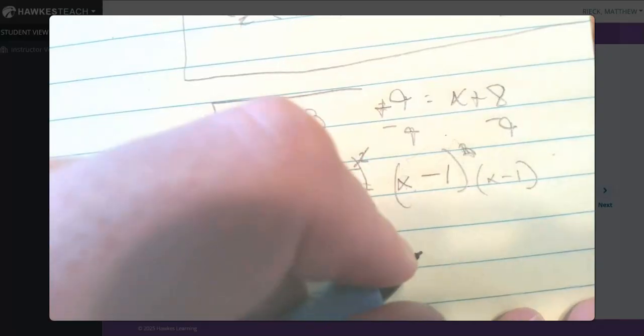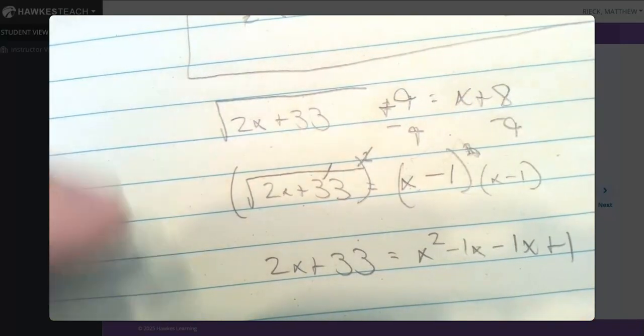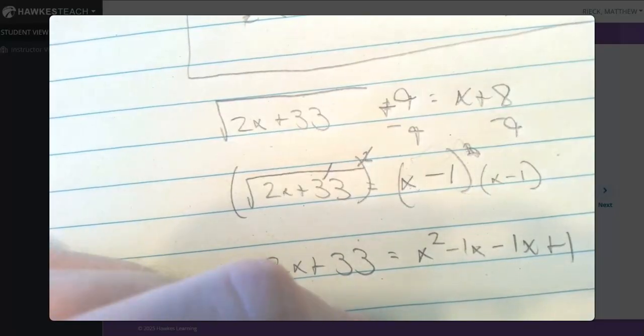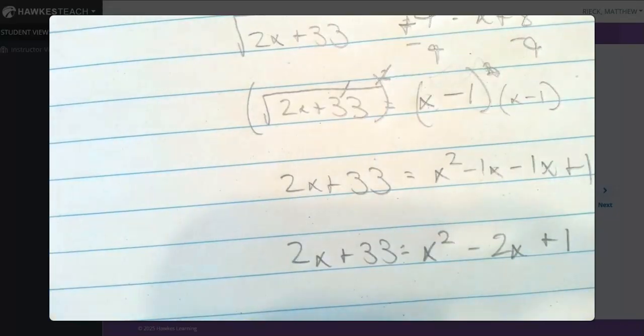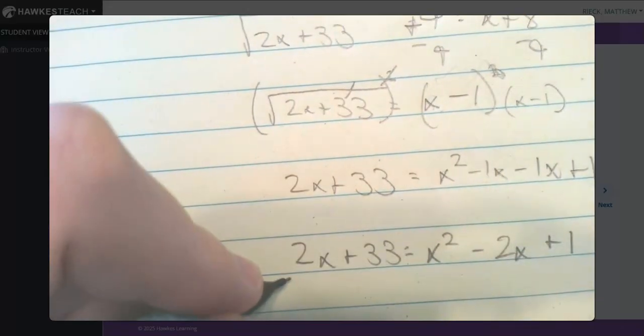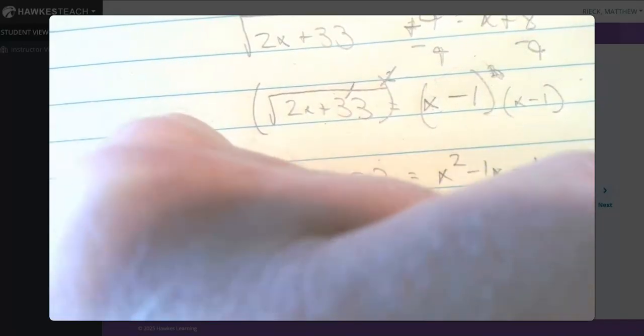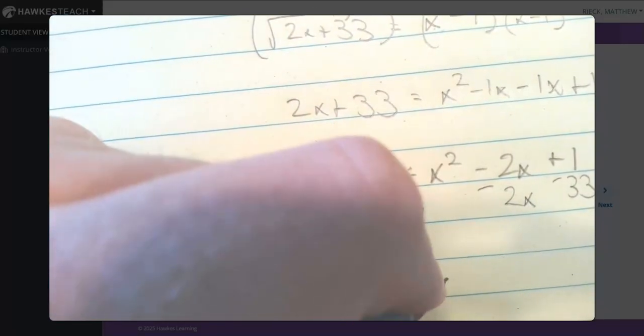Alright, so here we're going to have x minus 1 times x minus 1, which gives x squared minus 2x plus 1. So we're going to put 2x plus 33 equals x squared minus 2x plus 1. Alright. So then I want to get this in standard form. Standard form means I have everything on one side of the equal sign equaling 0 on the other side. So I can subtract the 2x from each side here and subtract the 33 from each side. So I end up with x squared minus 4x minus 32 equals 0.